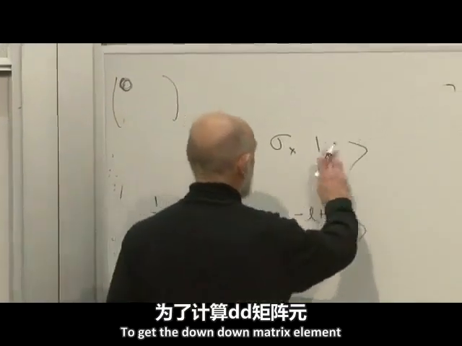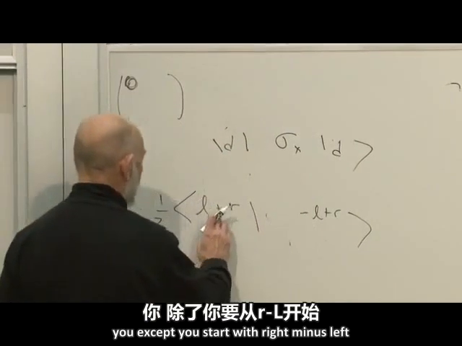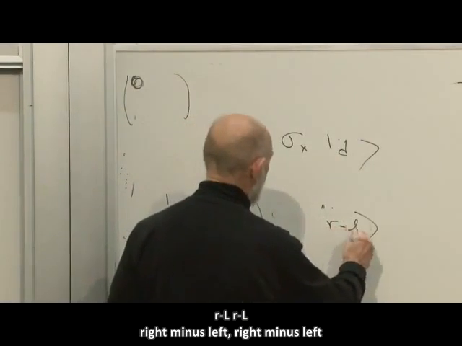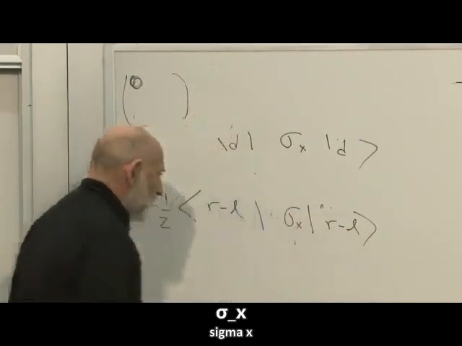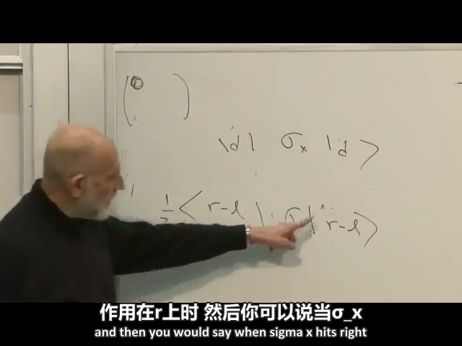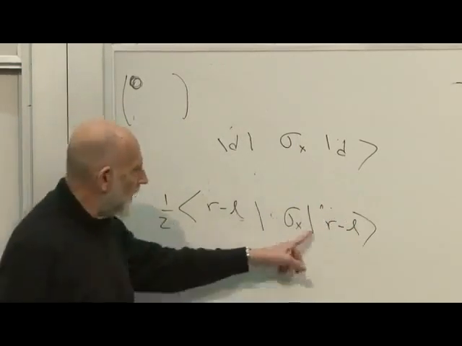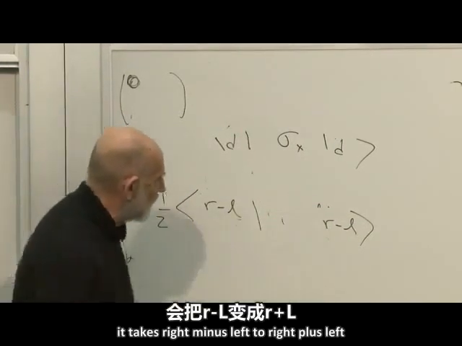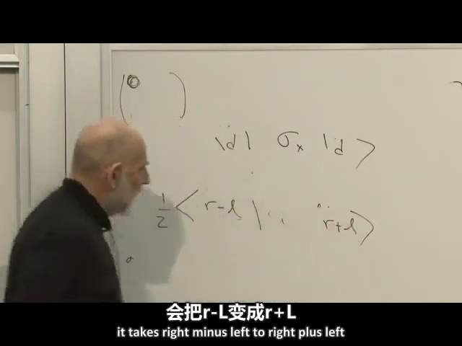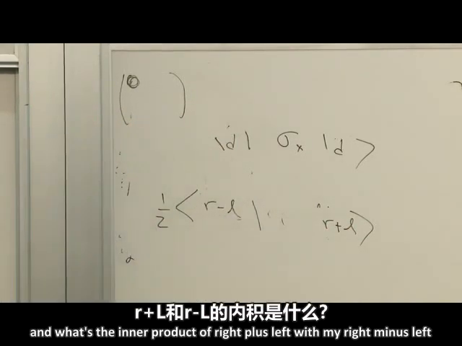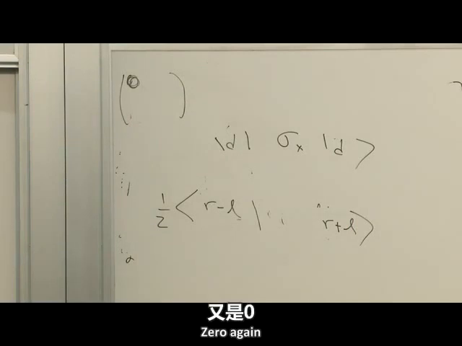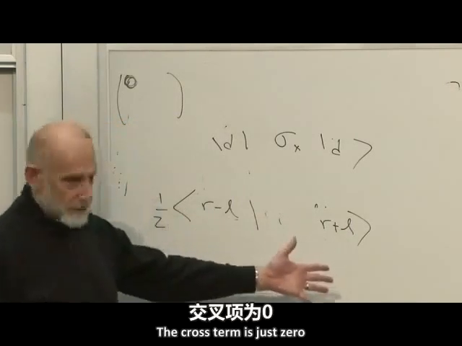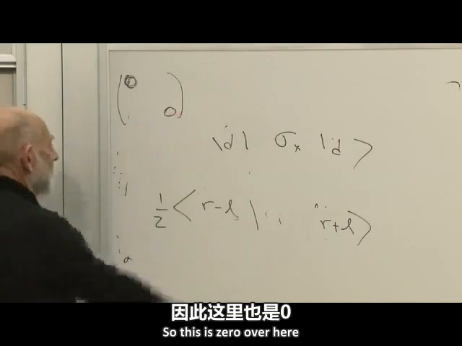The down matrix element, you would do exactly the same thing, except that you would start with right minus left, sigma x, right minus left. And then you would say that when sigma x hits right, it's plus right. When it hits left, it gives minus left. So when sigma x acts, it takes right minus left to right plus left. And what's the inner product of right plus left with right minus left? 0 again. Right with right is 1, left with left is -1, and the cross terms are just 0. So there's a 0 over here.